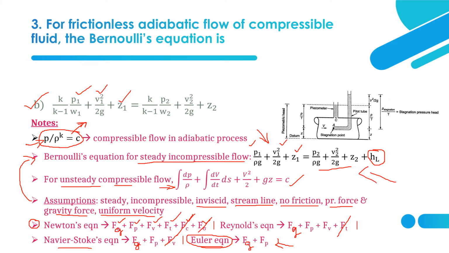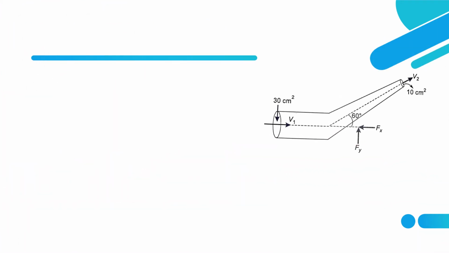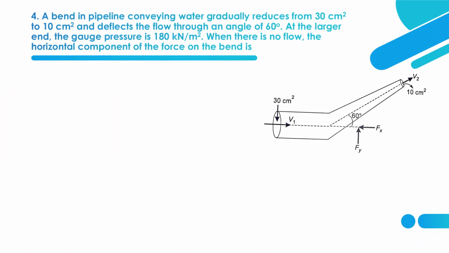So now let's move on to the fourth question. This question is based on pipe bend. A bend in a pipeline conveying water gradually reduces from 30 centimeter square to 10 centimeter square and deflects the flow through an angle of 60°. So deflection is given and the areas of the two ends are also given.